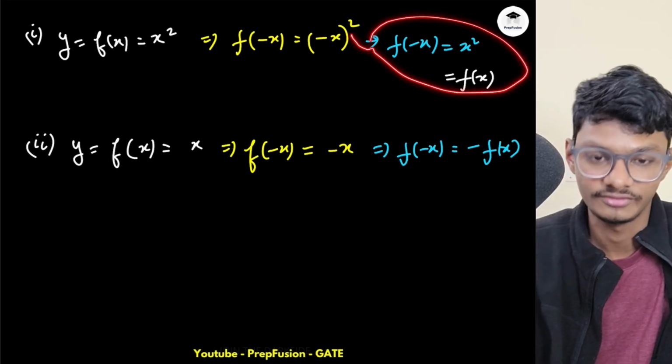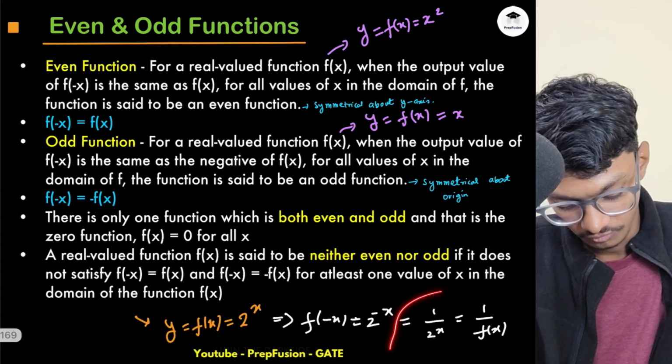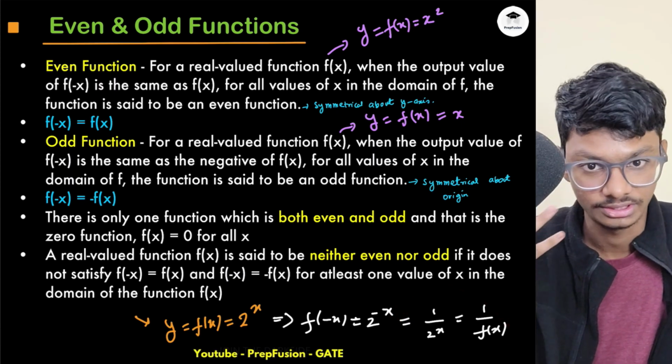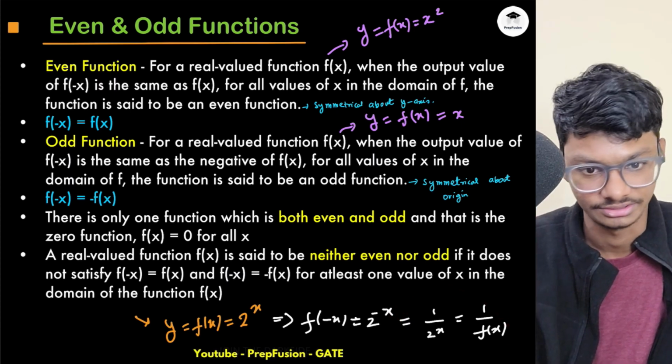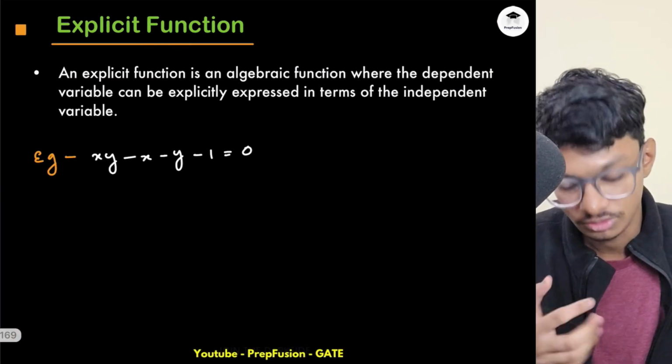This relationship is for even function and this relationship is for odd function, and for neither even nor odd, they won't follow these relationships, they will follow some other relationship. Okay, I've explained these two. So let's go to other definitions.